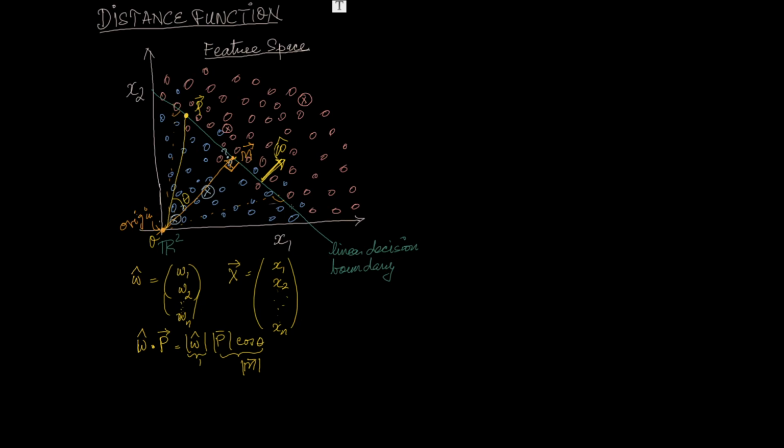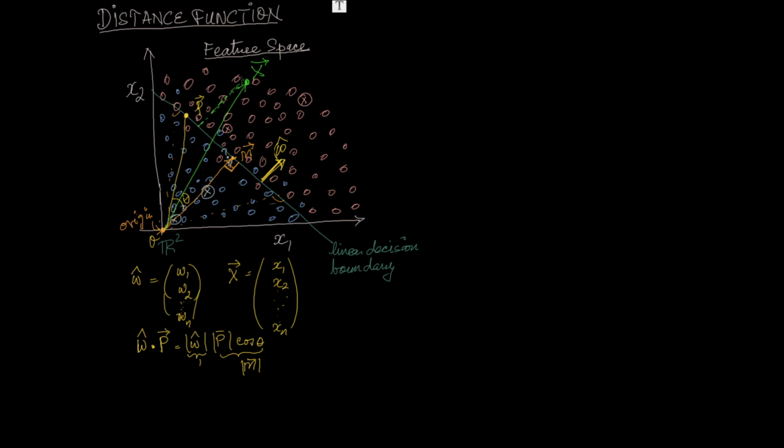Let's take one such point, which is certainly not on the line. I'll take a point here. I'll go from here to a point, and I'll call this point an arbitrary point X. It is some point here. What we want to know is how far this point is from the decision boundary. So the question is, how far is this distance?